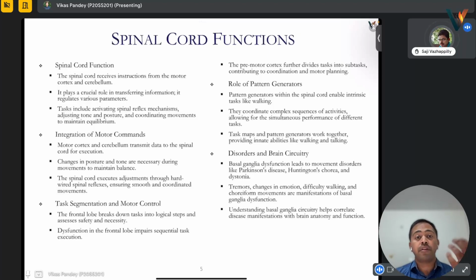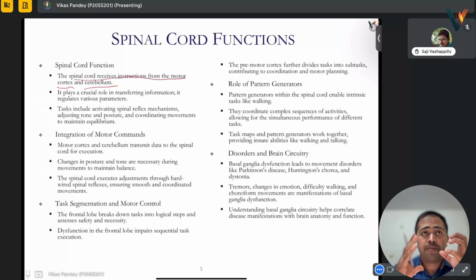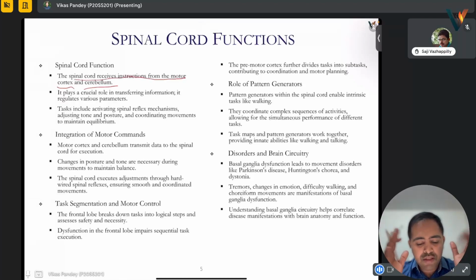So then comes the function of the spinal cord in this whole process. The spinal cord receives instruction from the motor cortex and cerebellum. I am saying higher brain structure in the sense that with these brain structures we are able to think and decide. The spinal cord has some fixed functions; there is not much decision making there. It receives the instruction from the motor cortex and cerebellum, then plays a very important role in transferring the information from the brain to our muscles. Okay, so the role is very crucial.